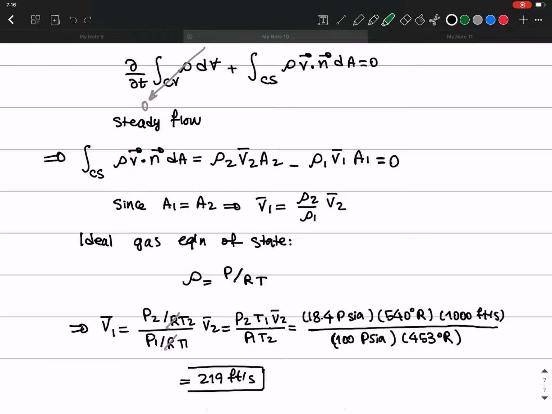So in the next lecture, as I said, we will use this Reynolds transport theorem to derive the linear momentum equation. Thank you very much, everyone.